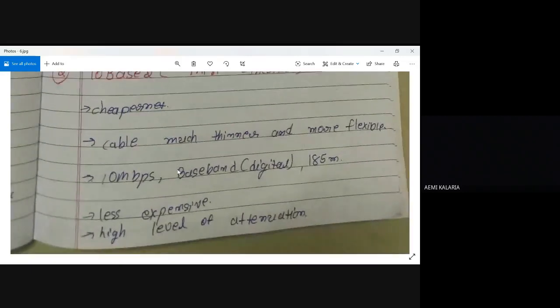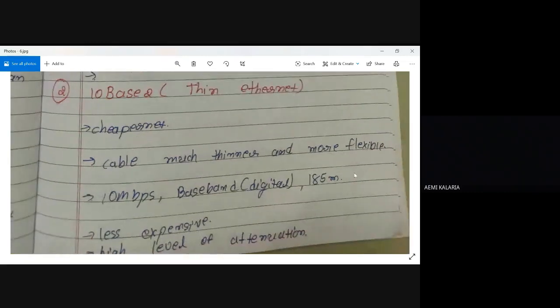So it is less expensive, but there is a high level of attenuation. What is attenuation? You all know, right? Whenever our signal loses power or energy, at that time attenuation is there. So for that we use many other devices, like a repeater, so that we can improve the energy of our signal. So it is less expensive. For a small internet or small network, we use this 10Base2.